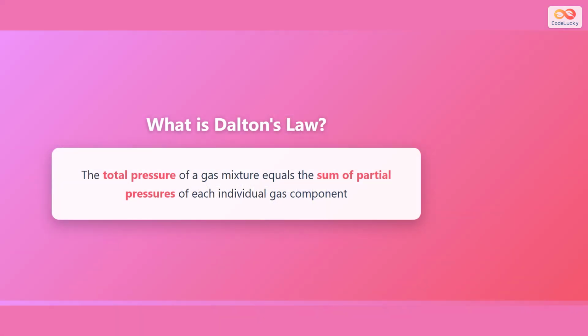Dalton's law states that the total pressure of a gas mixture equals the sum of partial pressures of each individual gas component. In simpler terms, when you have multiple gases in one container, each gas contributes to the overall pressure independently. The total pressure you measure is simply the addition of all these individual contributions. This is a powerful concept because it tells us that gases in a mixture don't interfere with each other's pressure contributions.